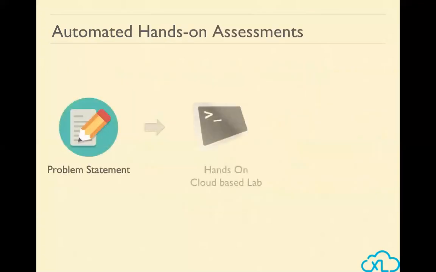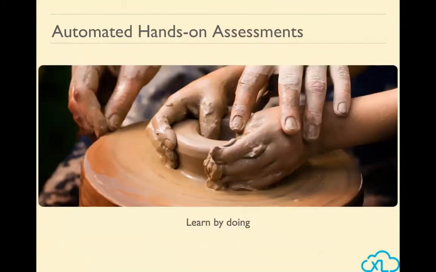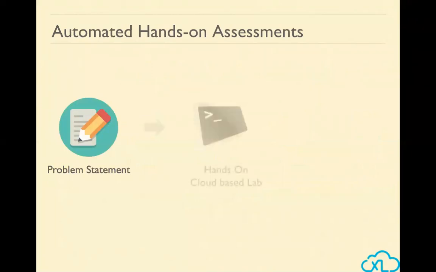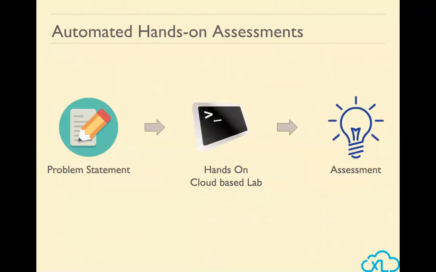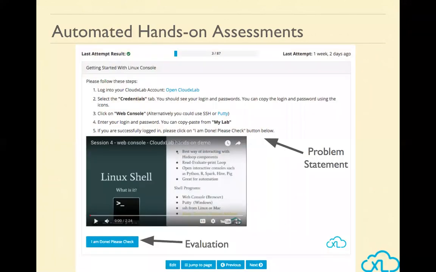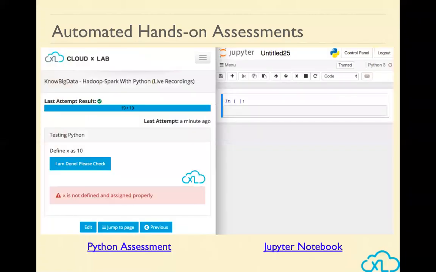We basically believe in a lot of hands-on, and that's the reason why we have created something called automated hands-on assessments. So the way it works is that there's a problem statement, and then you do the hands-on in the lab. It checks automatically and gives you a go ahead or fail. All right, so that's the assessment.